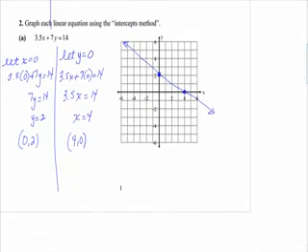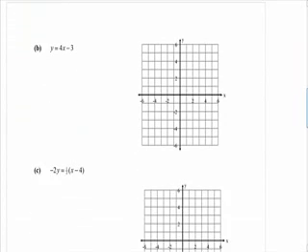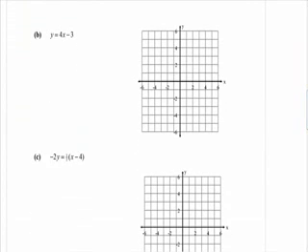Any questions so far? Yes, Jake? You can't do that for parabola. No. This is for linear equations. Good question. All right, so let's go to the next one.